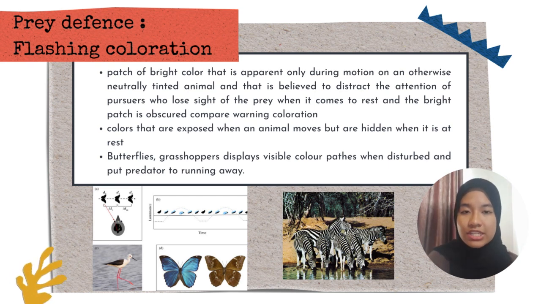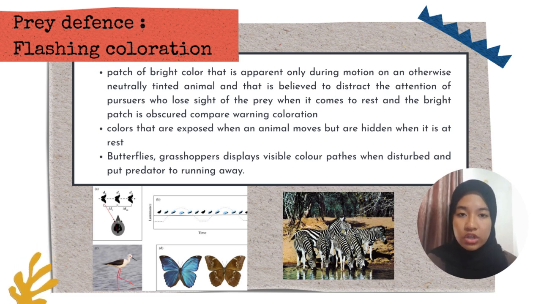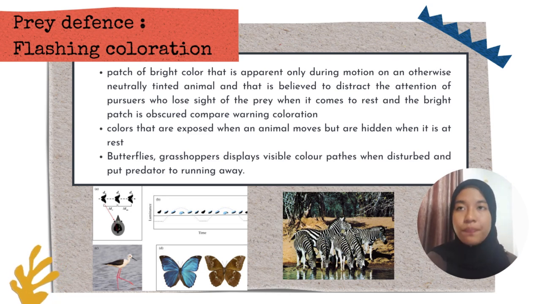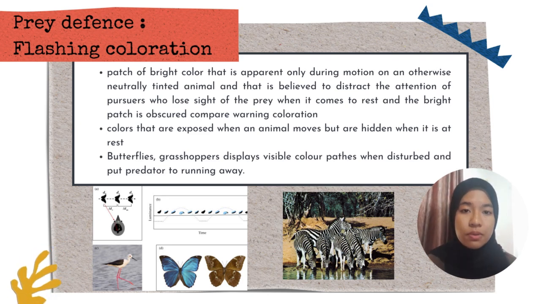Next is flashing coloration. The animal that has this type of defense will have two colors on its body, which is the bright side and the dull side. So it can help the animals hide from predators when they are at rest, but when they move, they will expose the bright color. As you can see from the example that I gave you, when the butterfly is at rest, it will expose the black color, and when it starts to fly, it will expose to us the blue color of the body.